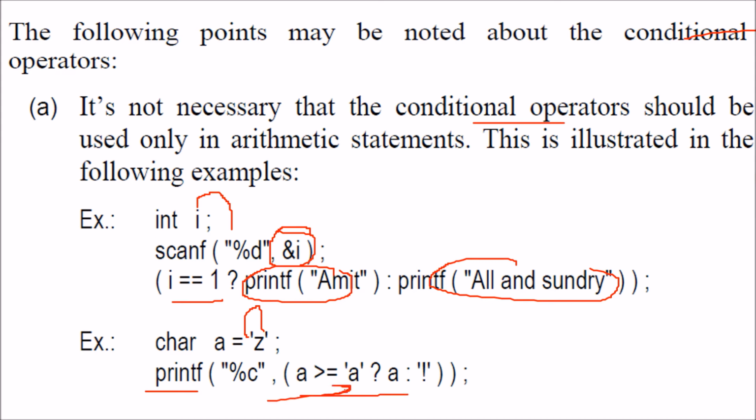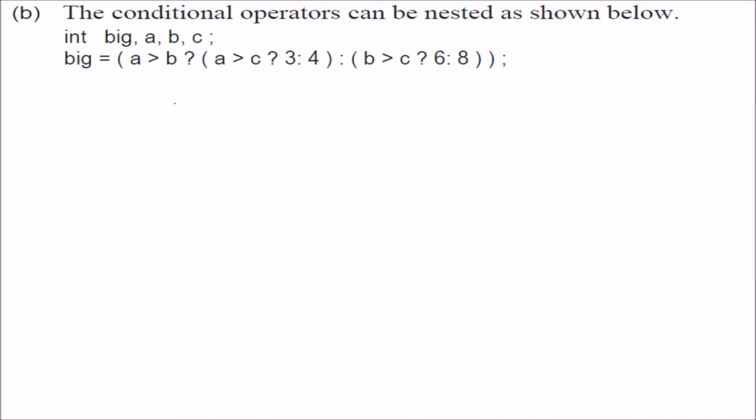So now, putting it inside the printf, if a is greater than this, you assign a, so a will be printed, otherwise an exclamation mark will be printed. This conditional operator can also be nested. So a greater than b, again you get a result from here, and you get a result from here. So this is already nesting.